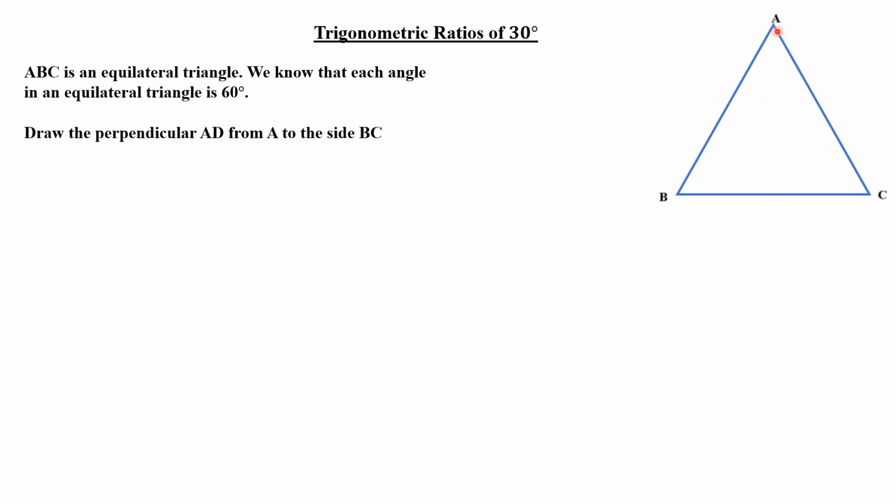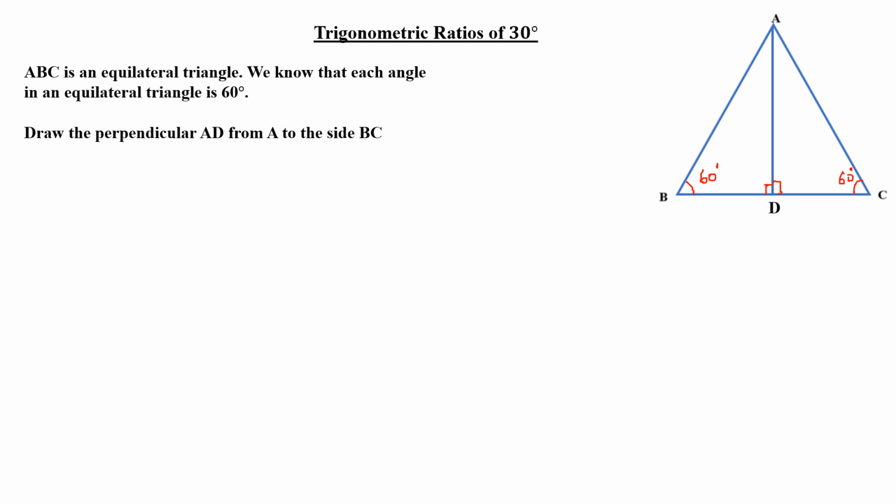AD from A to the side BC. So this is the perpendicular I have drawn. It means now this is my 90 degree. Okay, this is also 90 degree. This angle is 60 degree. This is also 60 degree. And my angle A completely is also 60 degree, which I am not writing as of now.